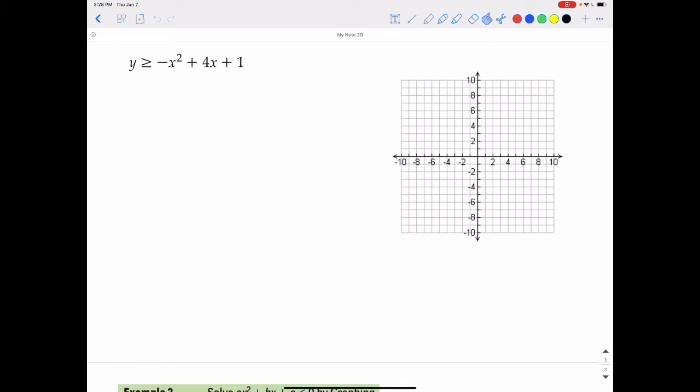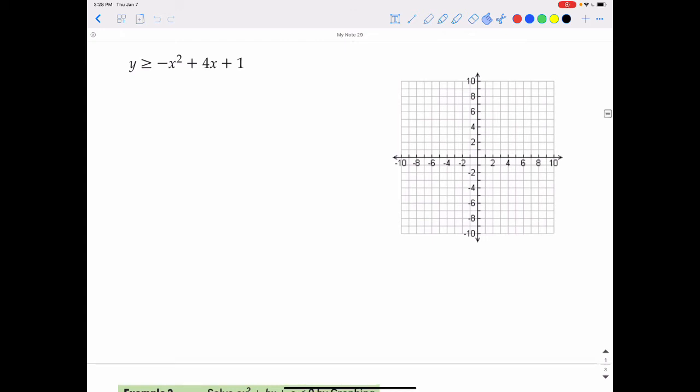So let's try another one. This one is y is greater than or equal to negative x squared plus 4x plus 1. So again, we're going to find a boundary. It's going to be a parabola, so let's use x equals negative b over 2a to find that boundary. So negative b, that's going to be negative 4 over 2, and a is negative 1, which is going to give us an x value of negative 4 over negative 2, which is equal to 2. So the vertex is going to be located at 2.